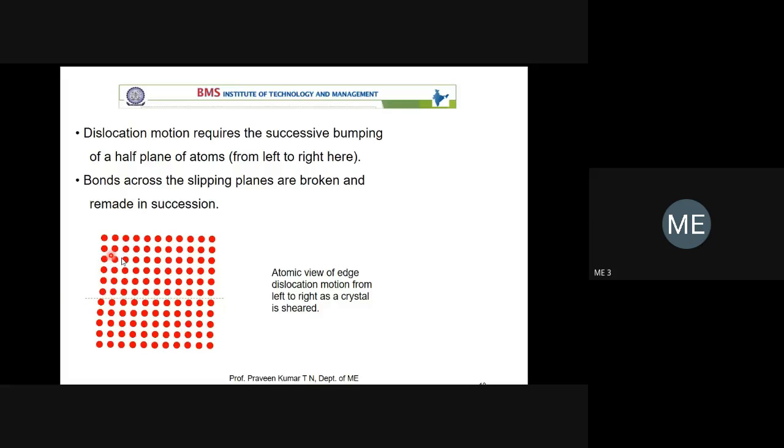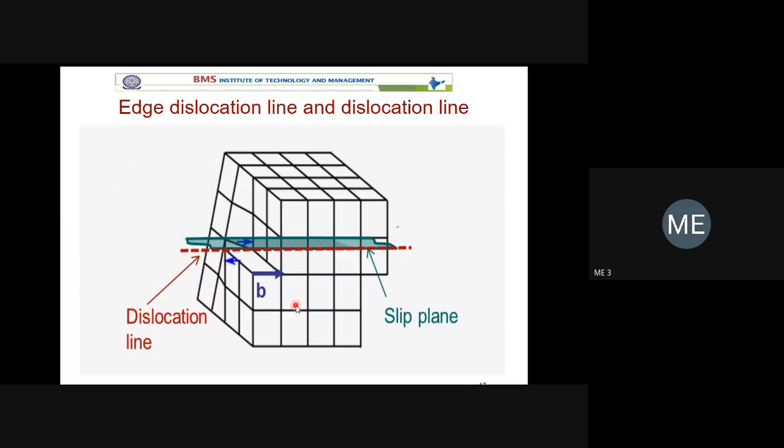So once load is applied, the top portion of the crystal moves forward along the crystal plane or slip plane. The bottom portion of the crystal will start moving towards the left, again along the crystal plane or this slip plane. This is also referred to as the slip plane. So now you can see the atomic view of edge dislocation motion from left to right as a crystal is sheared. The crystal is sheared, that is nothing but shearing.